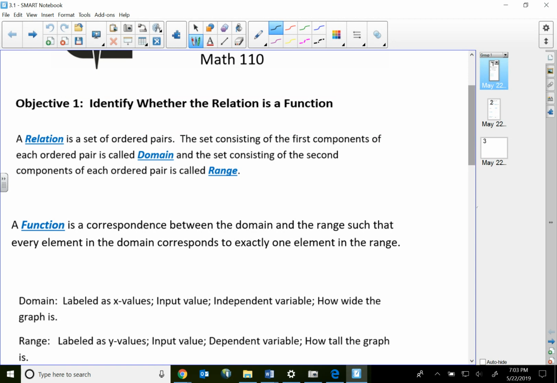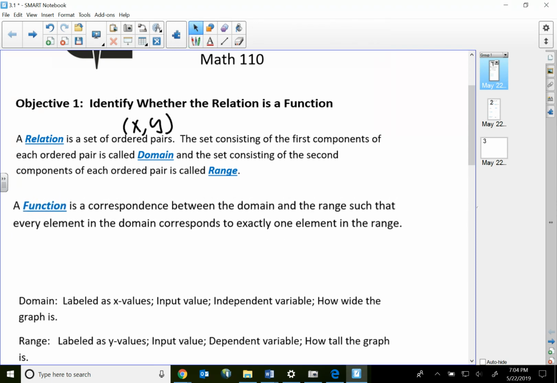What I want you to understand for right now is that a relation is referring to a set of ordered pairs. An ordered pair has two components. The first component is normally the x values, which is our domain, and the second component is the y values, which is our range. The next word here is function, and this is what we're going to talk about in college algebra.